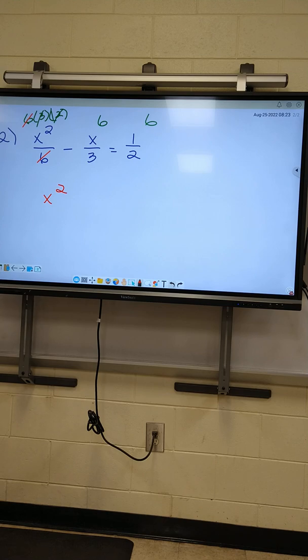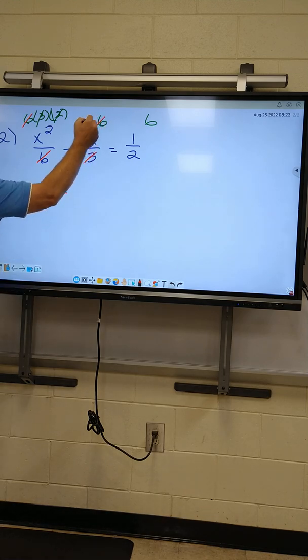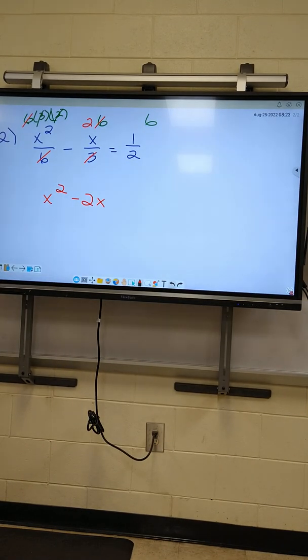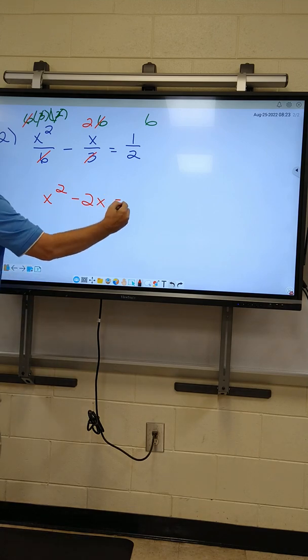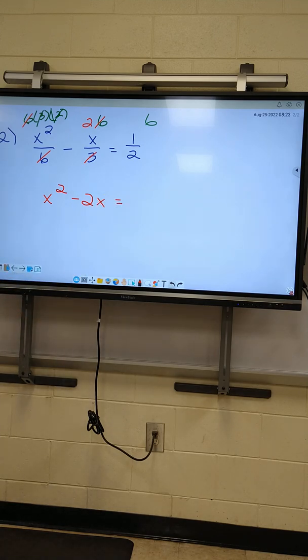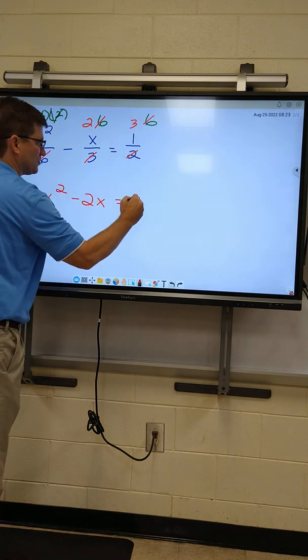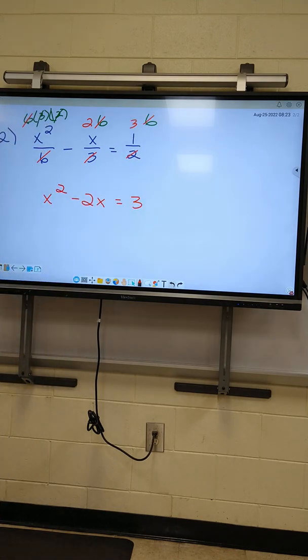All right, second fraction. 3 goes into 6. How many times? 2 times x is 2x. All right, and what do I bring down on the right side of the equal sign? 3. Lewis says 3. 2 goes into 6 3 times. 3 times 1 is 3. Okay? Now we just got to solve it.